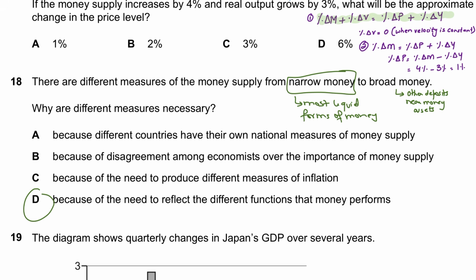because A says because different countries have their own national measures of money supply. Well, fine, countries may use slightly different definitions of money, but that is not why different measures exist. They're asking why these different measures exist. Secondly, option B, because of disagreement among economists upon the importance of money supply. Different measures don't exist because of disagreements among economists. And C is incorrect because of the need to produce different measures of inflation. Different measures of money supply, like narrow and broad money, are not created to measure inflation. Right? So that is what makes 18, D.